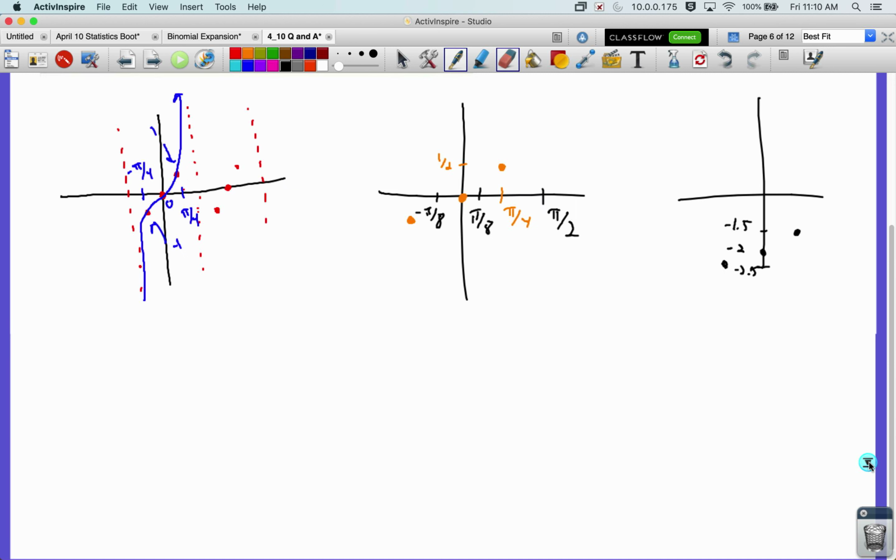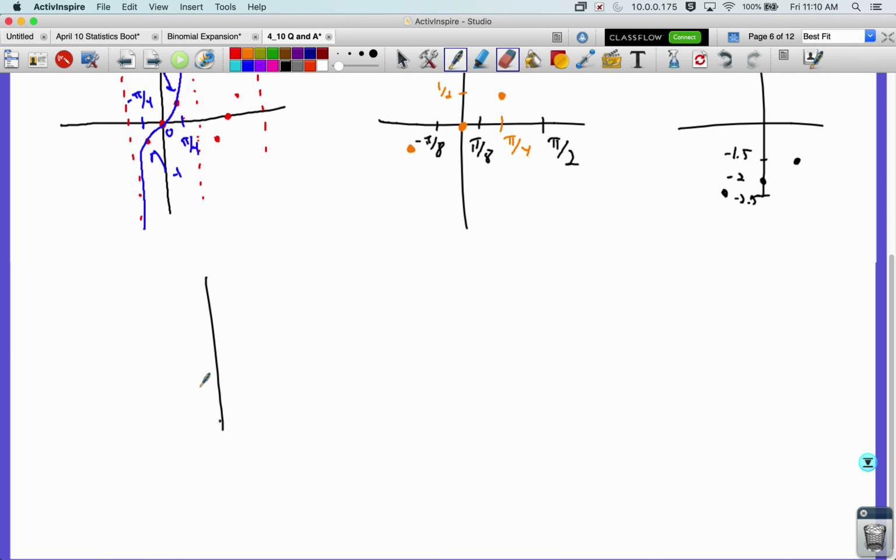Okay, let's see if I can draw this. So these points here, this one's still at negative 2, but these ones have gotten squished in to pi over 8 and negative pi over 8. And they're still at negative 1.5 to negative 2.5.